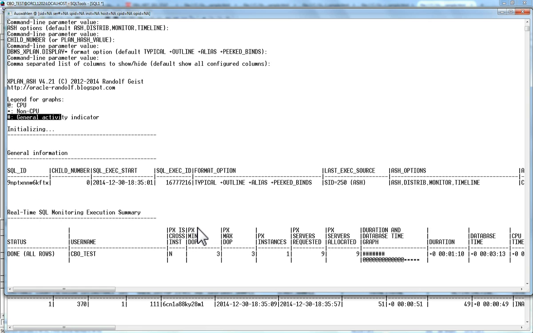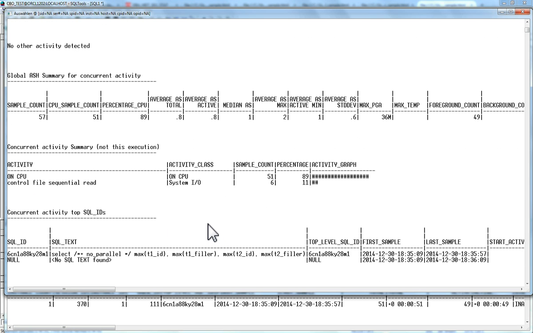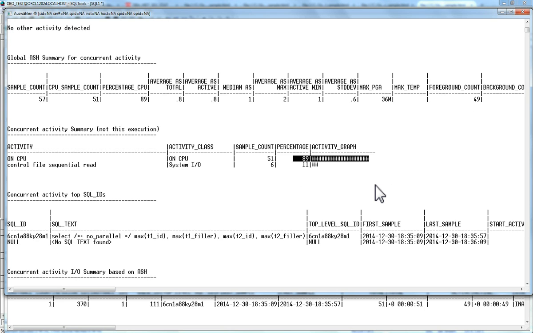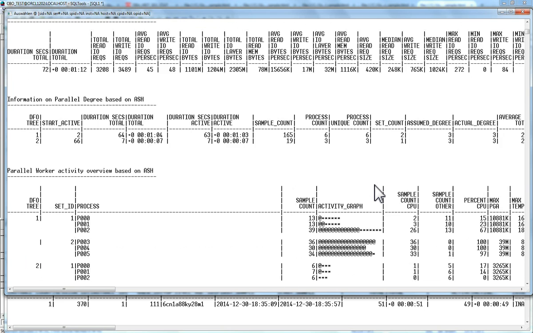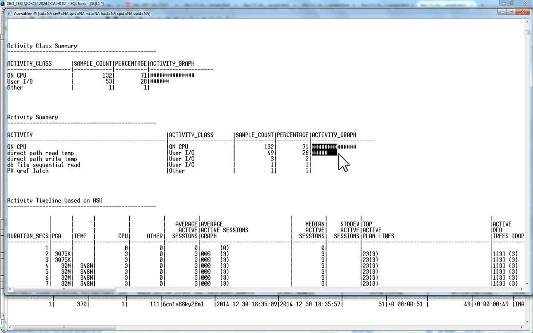Just to give you an example, these are activity graphs where there's no point in differentiating between CPU and non-CPU, because the idea of such graphs is just to give you a graphical representation of the percentages here. We'll find many of them, like here again. These are using this general activity indicator.